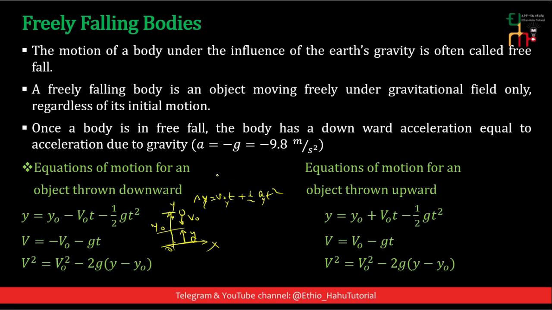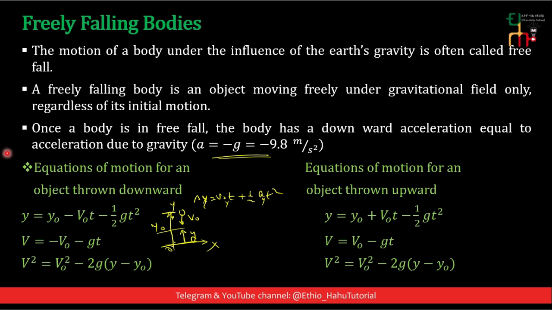But all objects under free fall accelerate with acceleration due to gravity. a is equal to minus g, or minus 9.8 meters per second squared. Why negative? Because the acceleration is always vertically downward. That's why we use negative here. The final velocity is v equals minus v0 minus g t, and v squared, the final velocity squared, is equal to v0 squared minus 2g times y minus y0.